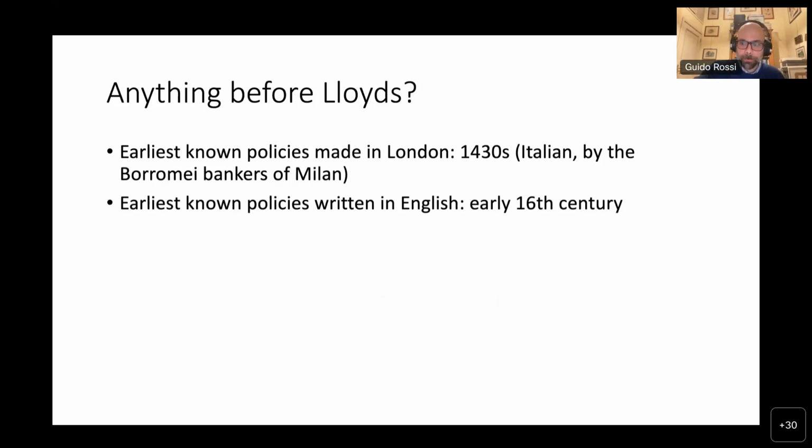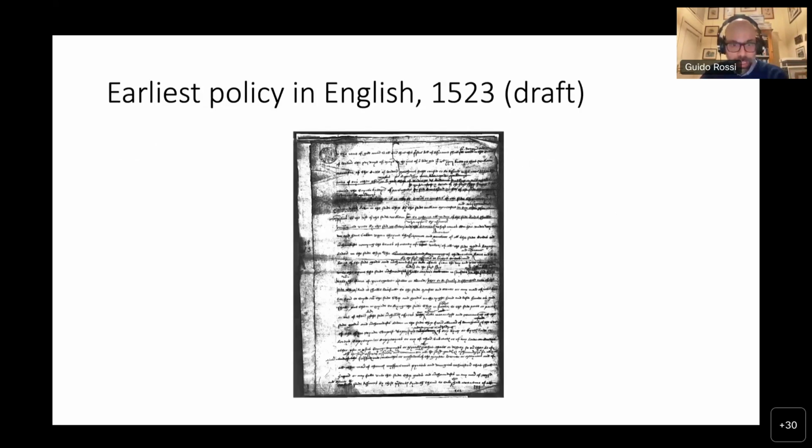The earliest policies we know that were actually written in London date to the 1430s, but they were written in Italian by Italians. They are found in the archives of some famous bankers of Milan who had branches all around Europe. The earliest policies we know which were written in English date to the beginning of the 16th century. This is the very first policy that we know of, at least, written in English.